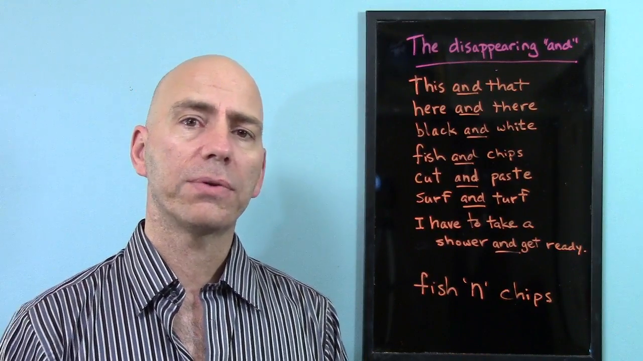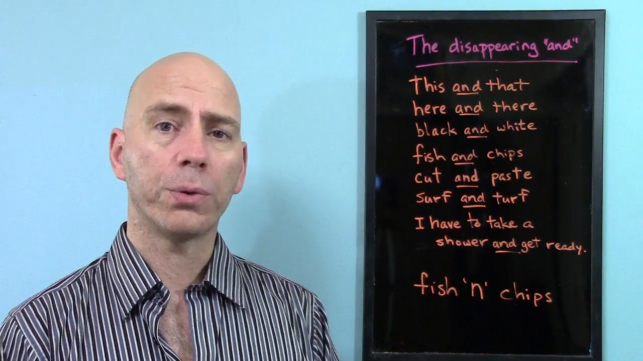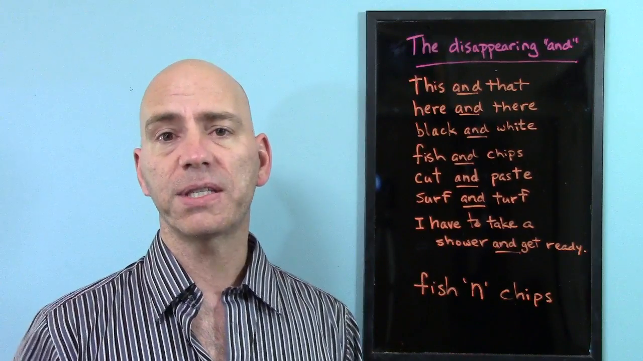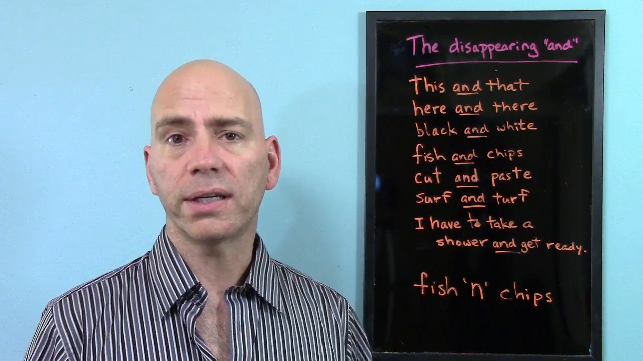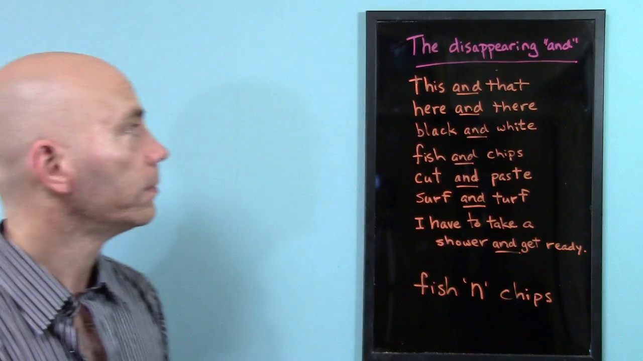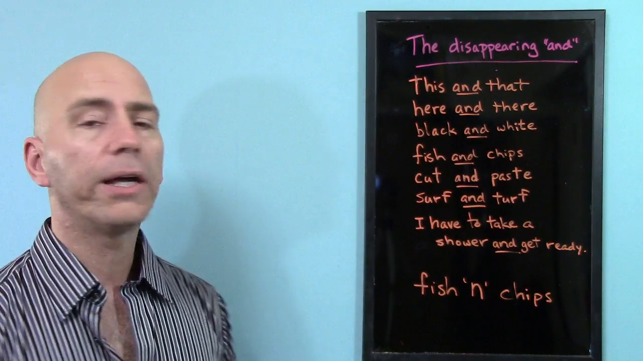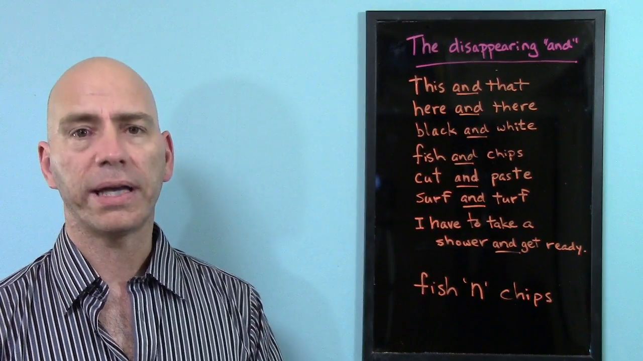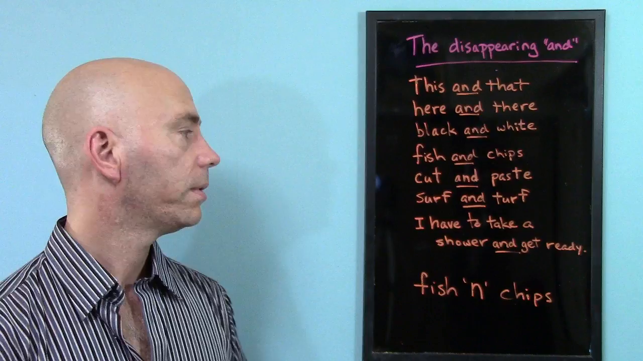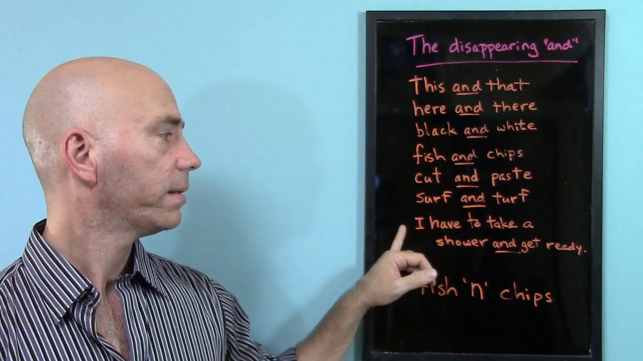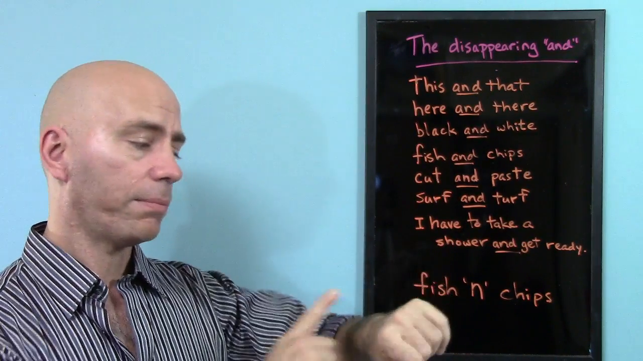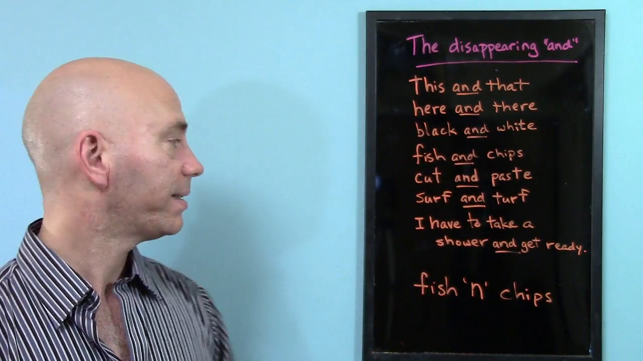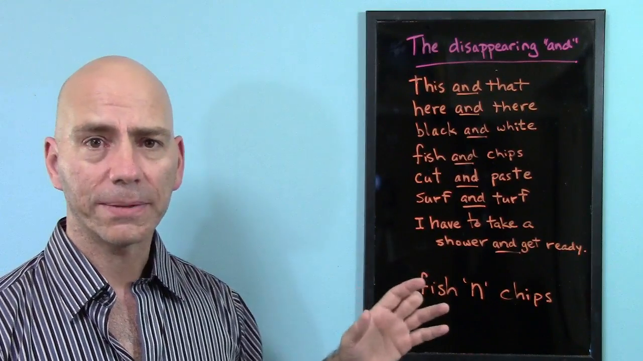So let me give you some examples of how I would read these words naturally, or how I would say them when I'm speaking to someone using natural pronunciation. This and that, here and there, black and white, fish and chips, cut and paste, surf and turf. And this sentence, maybe if I have no more time left, I might say, it's getting late. I have to take a shower and get ready.